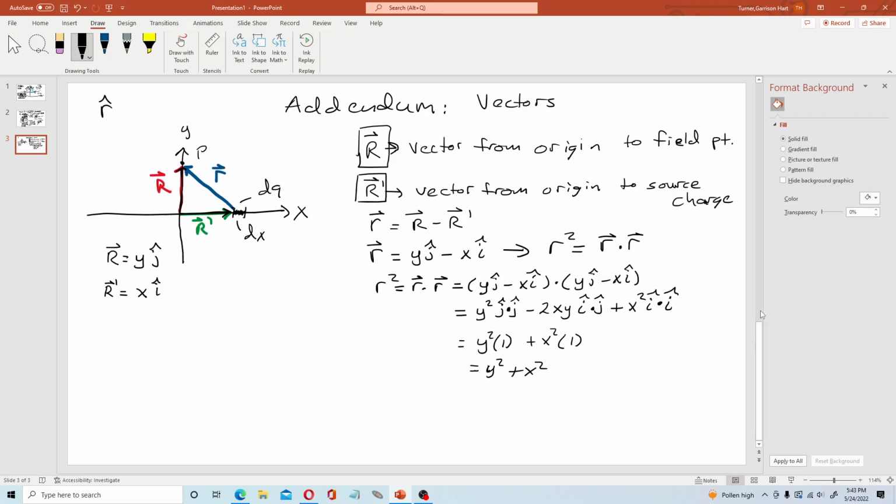Now, I can also write my unit vector as my r vector over the magnitude, right? And so this would be y in the j direction minus x in the i direction over x squared plus y squared to the 1/2, right?